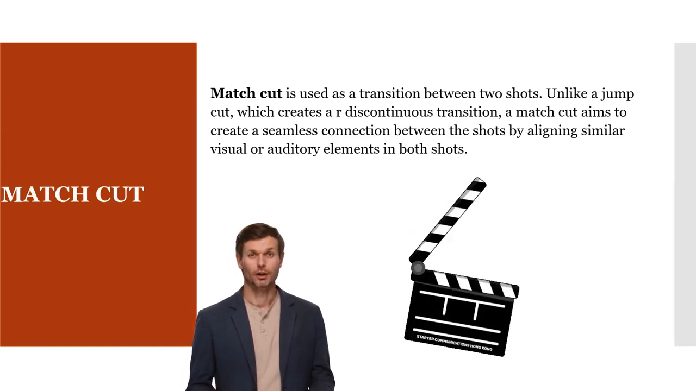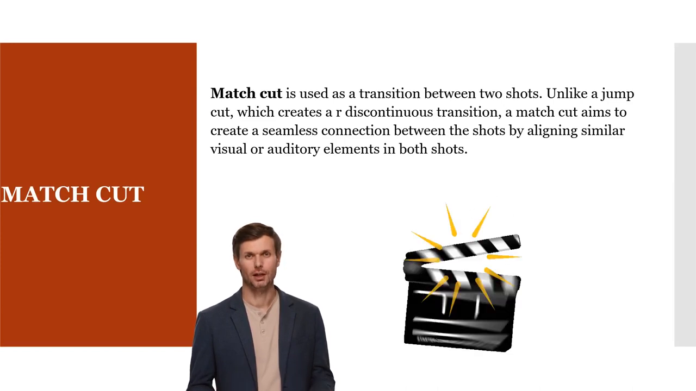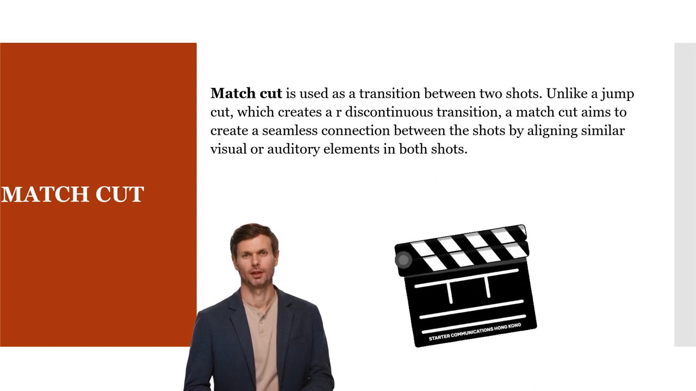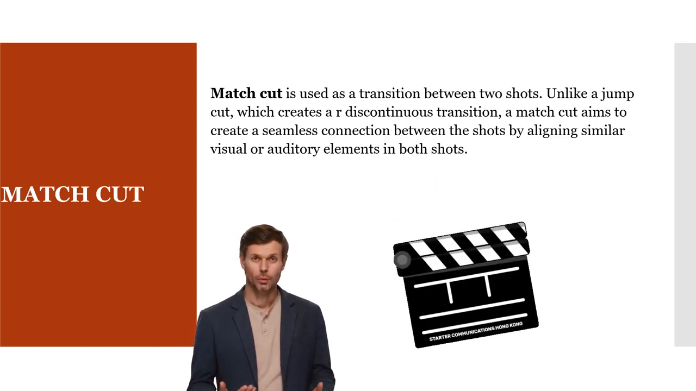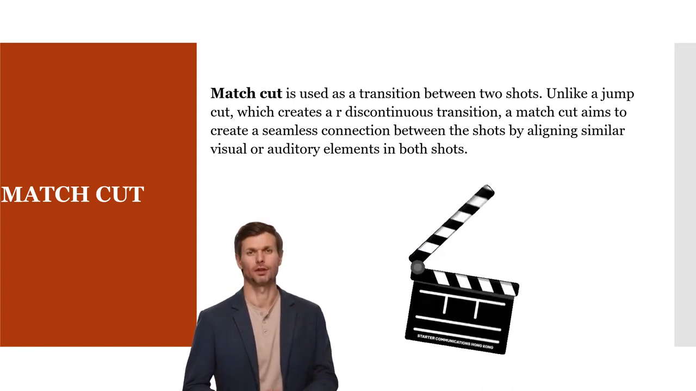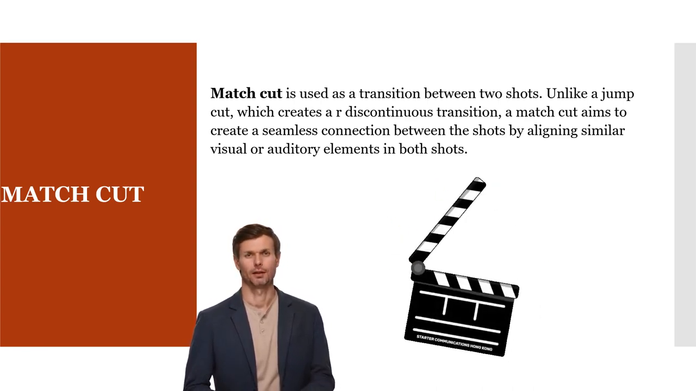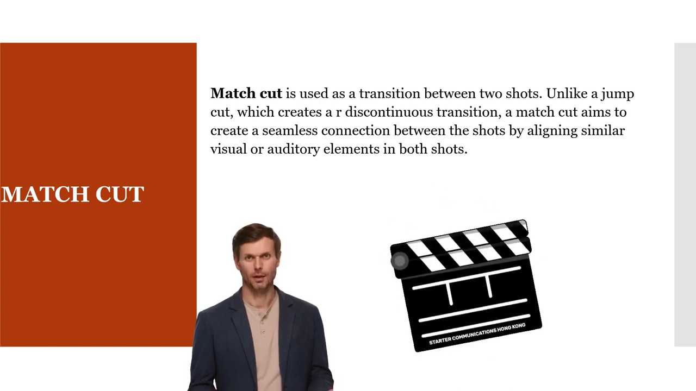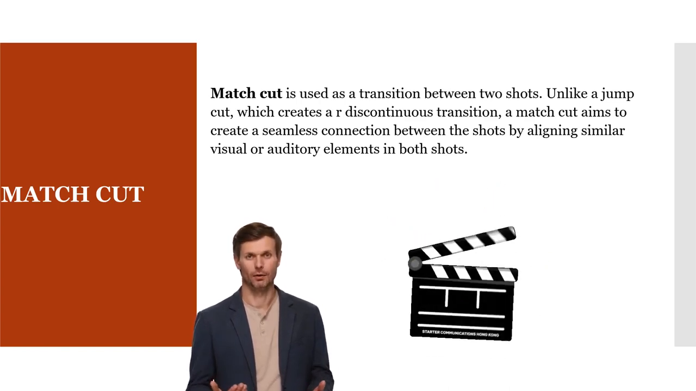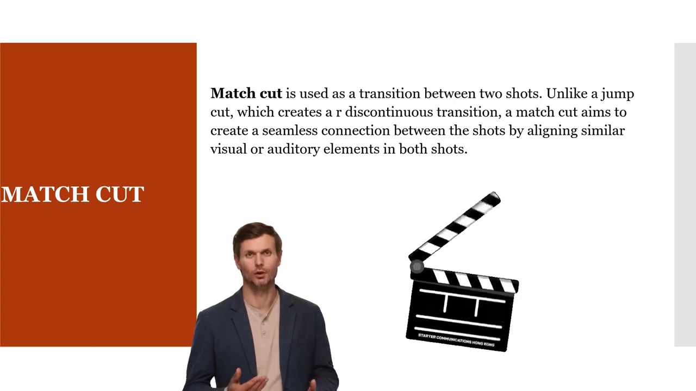Unlike a jump cut, which creates a jarring or discontinuous transition, a match cut aims to create a seamless connection between two shots by matching elements such as shape, movement, color, or composition, or by aligning similar auditory elements in both shots. Achieving a successful match cut requires careful planning, precise editing, and attention to detail. Editors must consider factors such as timing, pacing, and framing to ensure that the transition between shots is seamless and effective. When used thoughtfully, match cuts can create memorable and immersive viewing experiences for the audience.